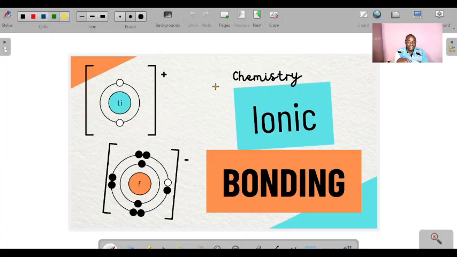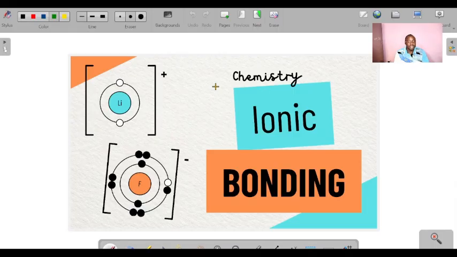Let's work this. There are two particles on my left hand side: the lithium, which is positively charged, and the fluoride, which is negatively charged. From the name itself, ionic bonding is all about ions chemically combining to form a compound, whereby the ions are joined together by what we call ionic bonds.